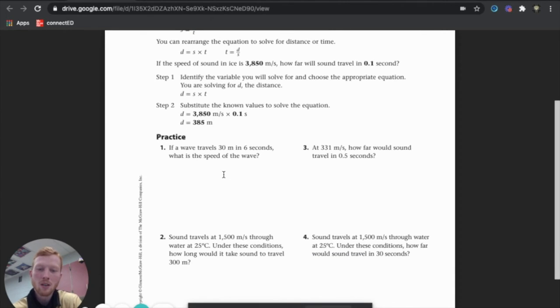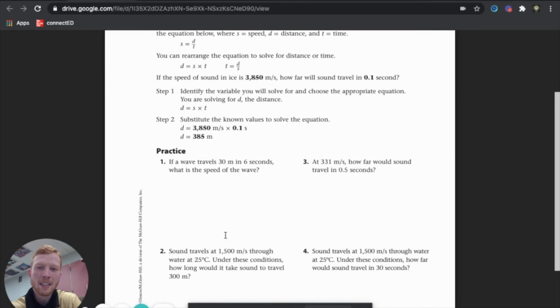Number 2, sound travels at 1,500 meters per second. Ooh, I see meters per second. I know that that is speed, so I'll plug that in for S. Through water at 25 degrees Celsius. Under these conditions, how long would it take sound to travel 300 meters? Now, it is giving me speed. It is giving me a distance. It is not giving me a time.